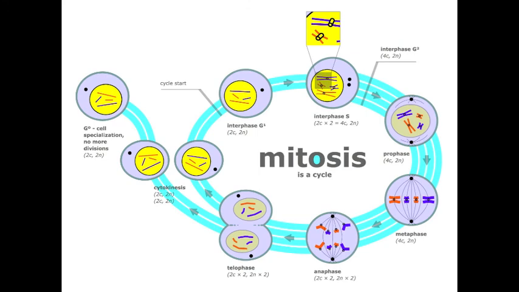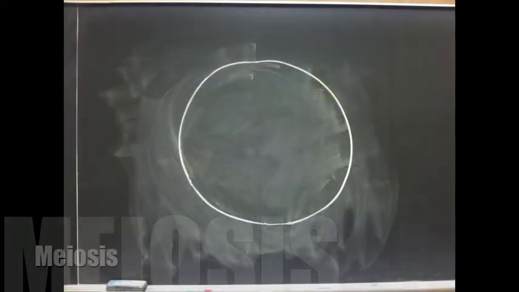Every human cell has 23 pairs of chromosomes. In interphase, prophase, metaphase, and telophase, each cell has 23 pairs. In anaphase, when the sister chromatids are splitting, there are double the amount of chromosomes in the cell. At the end of mitosis, the chromosome number remains the same.